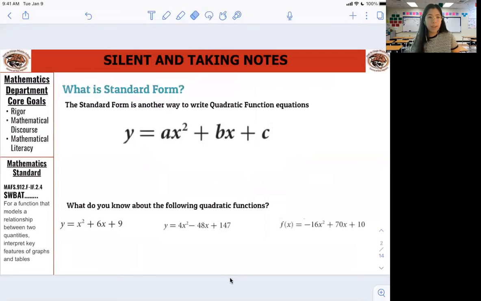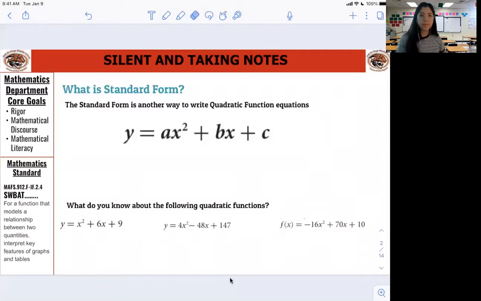Okay, today we're moving on to something called standard form. So yesterday we talked all about vertex form. Today we're going to look at standard form. So here's my standard form equation, and it's basically just another way to write quadratic functions. You can write them in vertex form, or you could write them in standard form. Before we really get into it, can we just shout out some observations that we notice about this equation?